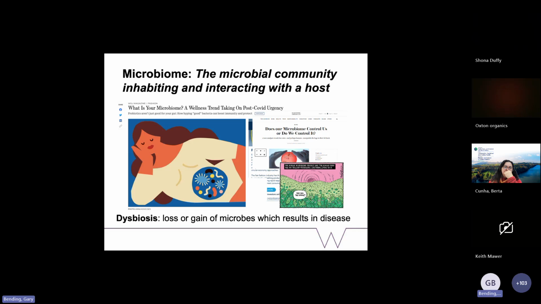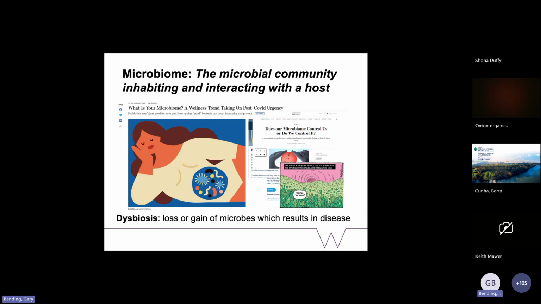A microbiome really is the microbial community that inhabits and interacts with its host. And we hear a lot in the news about all sorts of disorders that are to do with dysbiosis of the microbiome. That really means loss or gain of microbes which result in disease. There are lots of examples of gastrointestinal diseases, for instance, that are caused by dysbiosis. There is evidence that diabetes might have a microbiome component. Certainly anxiety and almost anything that you can think of might have an interaction with dysbiosis of the microbiome. It's really recognized that it's a very important part of our physiology.